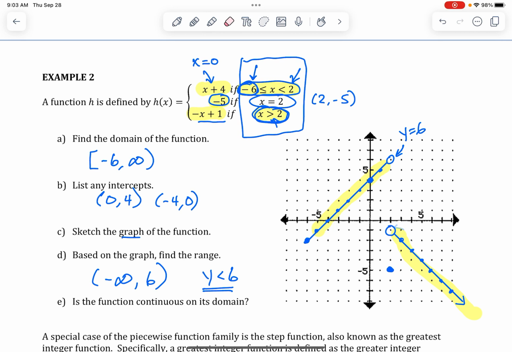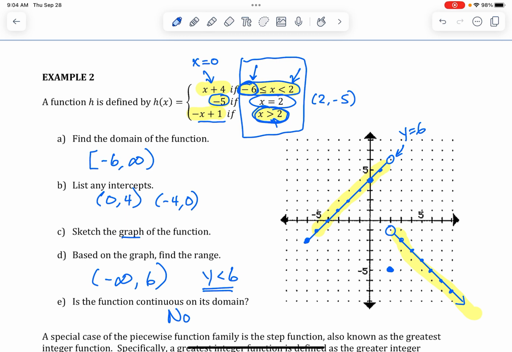So again, if it's a little bit tricky for you, if it's going too fast, please ask in class, but hopefully many of you have at least seen it in Algebra 2. Is this continuous on the domain? Of course not. We have 3 separate graphs. It's absolutely not continuous. Okay? So that's piecewise functions in general.